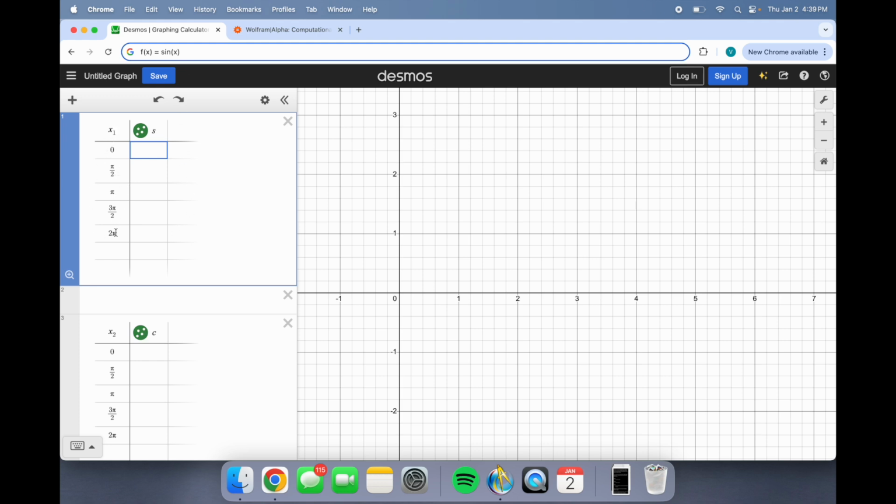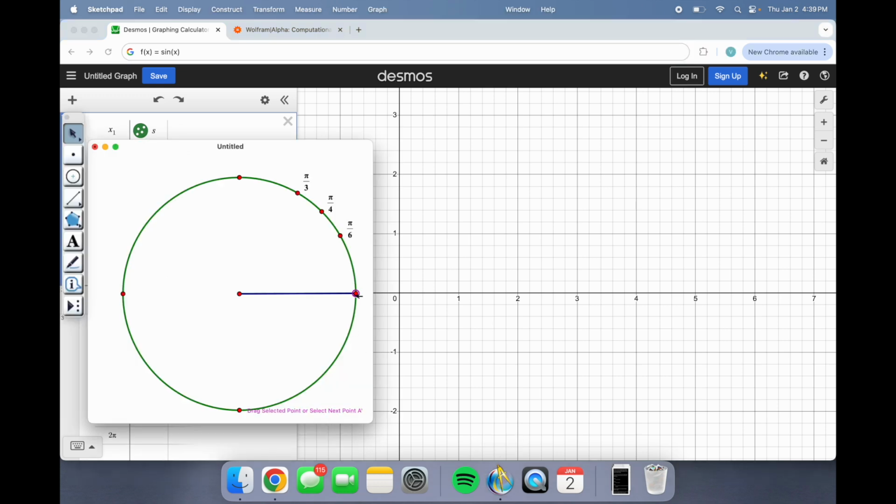So here are conveniently chosen x values from 0 to 2 pi in increments of pi over 2. Can you fill out the corresponding sine values? Of course, you can use the unit circle. At x equals 0, or the angle of 0, notice that the y coordinate is 0, so the sine is 0. And then at pi over 2, the y coordinate, or the sine, is 1.